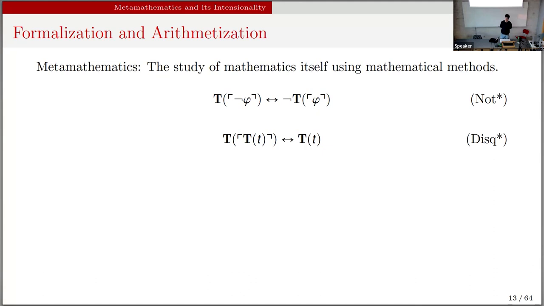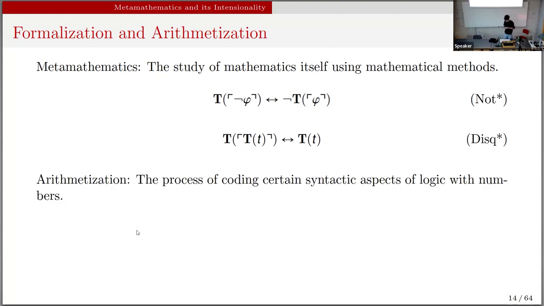And we will actually use numbers to encode certain syntactic expressions of the language so that we can reason about the numbers and interpret what we reason about the numbers to be results about the language itself. So this very important process is called the process of arithmetization, and it is the idea of coding certain syntactic aspects of the logic using numbers. Typically, we will associate some expressions of the language to numbers and some properties of the language to properties of numbers.